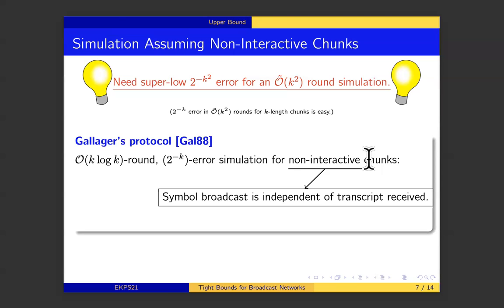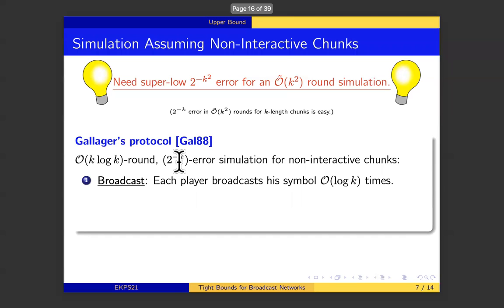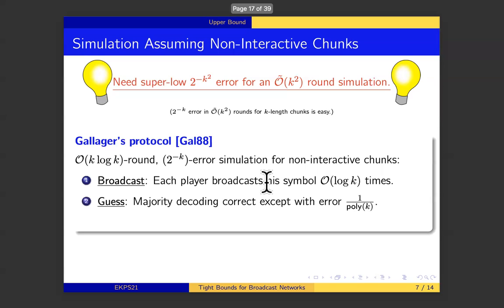And let us see how we simulate such chunks with this strong guarantee. This will be a three-stage simulation. In the first stage, which I will call broadcast, all the players that are speaking, all the k players, simply broadcast their symbol log k times. This takes a total of k log k rounds. And by standard concentration inequalities, this guarantees that if players decode by majority, then everybody gets all of these symbols correct, except with error 1 over poly k.